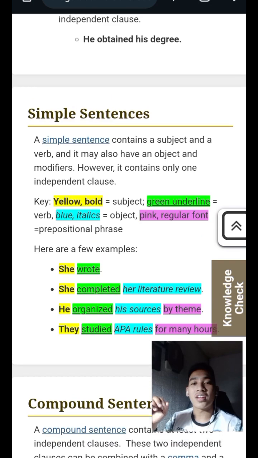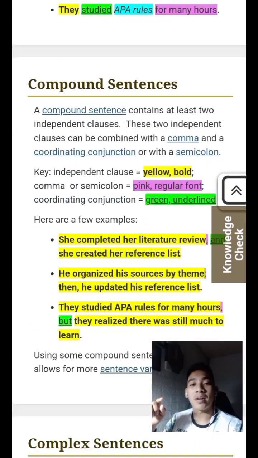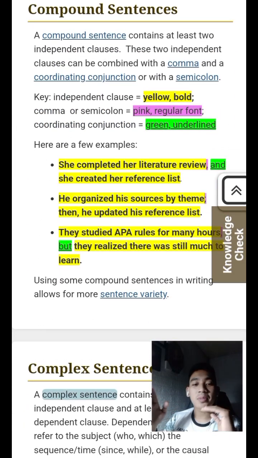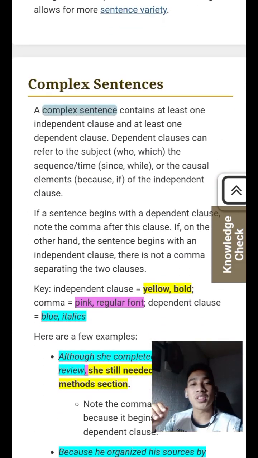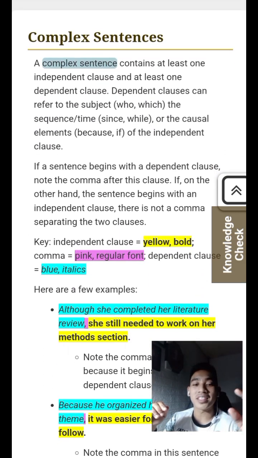So these are simple sentences and compound sentences. In the next presentation, we will proceed with complex sentences.